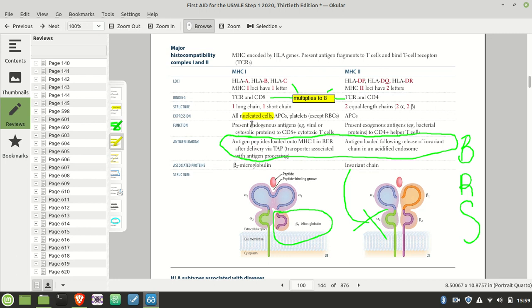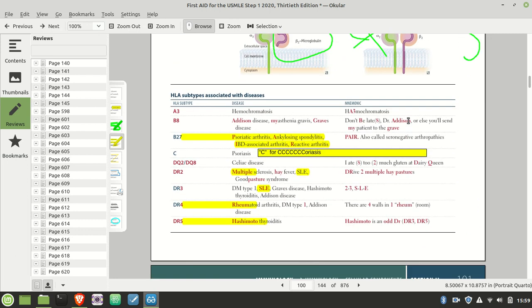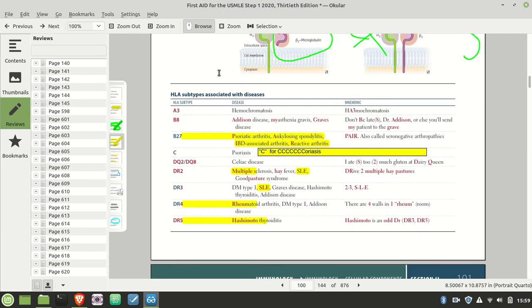Okay, another big thing, endogenous antigens, MHC class 1. Exogenous antigens, MHC class 2. Alright. And then these subtypes. Subtypes are pretty big, and I'll kind of explain why, not just for testing. You have to remember absolutely all of these, especially the ones where there's just one. A3, hemochromatosis. DR5, Hashimoto's. C for psoriasis. DQ2, DQ8, celiac disease, blah blah blah. 2-3 SLE.